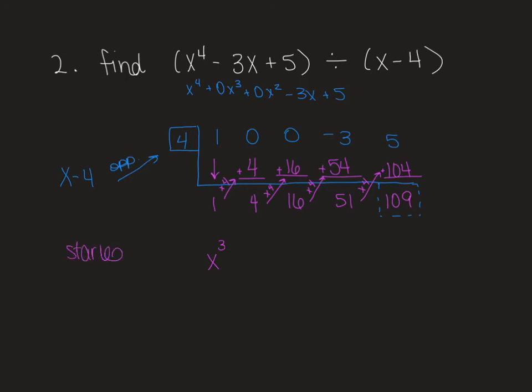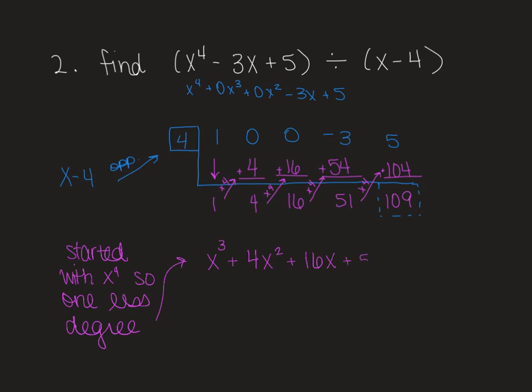So we started with x to the 4th, so 1 less degree. Okay, so you start with 1 less, and then you just go from there. So we have, and now we have 4x squared. We'll have a 16x. We have a 51. And then our remainder is 109.